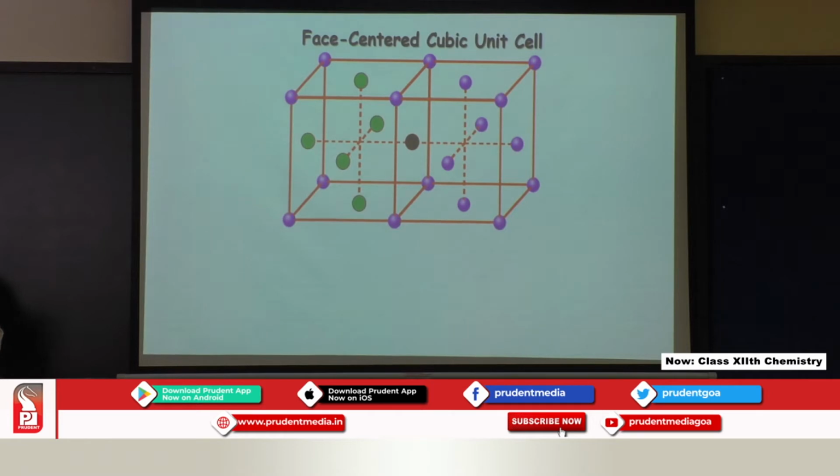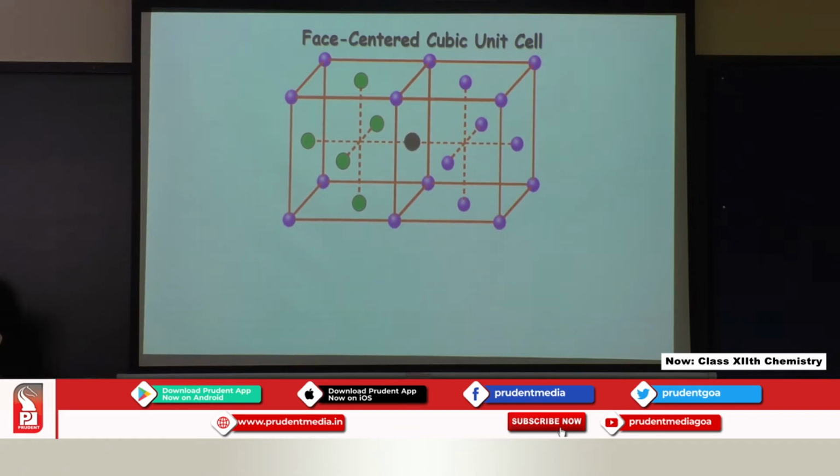Look at the atom which is highlighted in black. With how many unit cells is this atom shared? The answer is 2, because it is also shared with the unit cell to its right. Now how much of this atom belongs only to one unit cell? The answer will be 1 by 2.